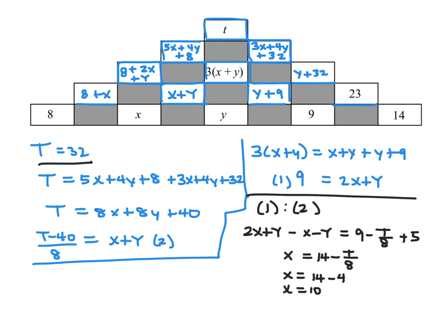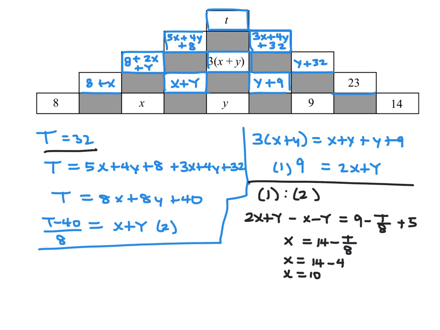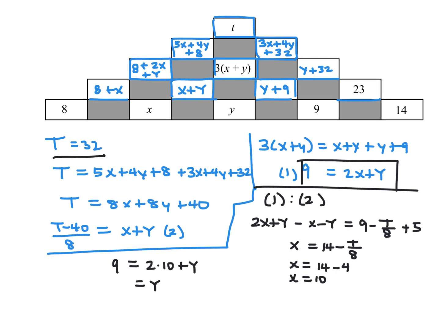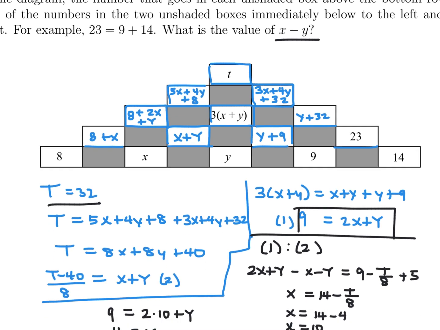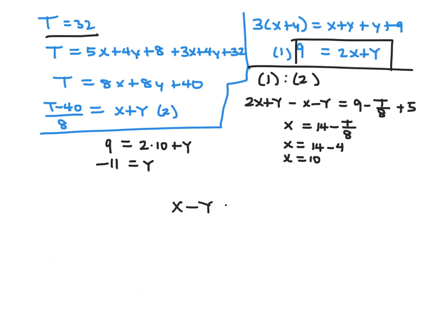Great. What are we trying to figure out in this question? X minus y. Okay, so then I just figure out y, then I can just substitute into there. So 9 would be 2 times 10 plus y. So y would be, I believe, 9 minus 20, which is minus 11. Okay, so then now the x minus y, which is what we're trying to figure out, x minus y would be 10 minus minus 11, and that is 21. And that is the answer.